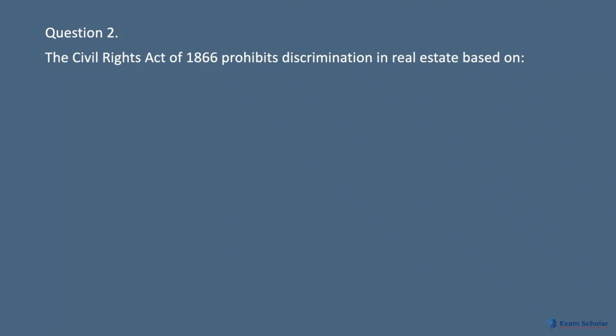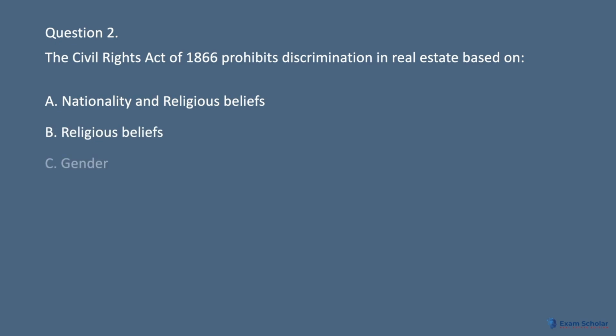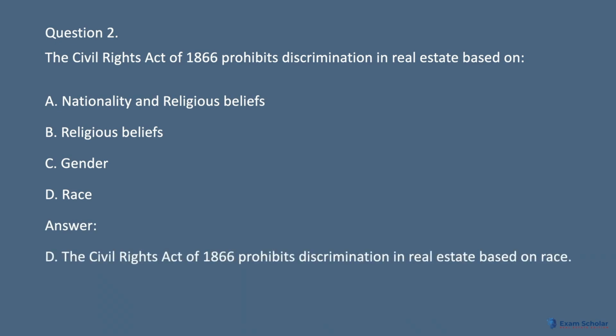Question 2. The Civil Rights Act of 1866 prohibits discrimination in real estate based on A. Nationality and religious beliefs. B. Religious beliefs. C. Gender. D. Race. Answer: D. The Civil Rights Act of 1866 prohibits discrimination in real estate based on race.